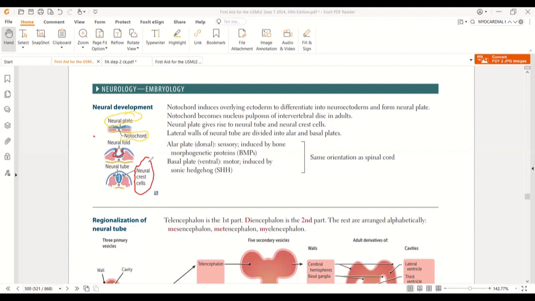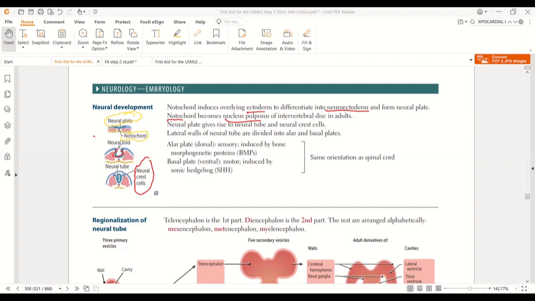So again, the origin of the neural tube is neuroectoderm, which originates from ectoderm, and the underlying thing that converts ectoderm into neuroectoderm is the nucleus pulposus, right? Oh, sorry, it's the notochord. Nucleus pulposus is the remnant of the notochord, right? The notochord is the structure that induces conversion of the ectoderm into the neuroectoderm.